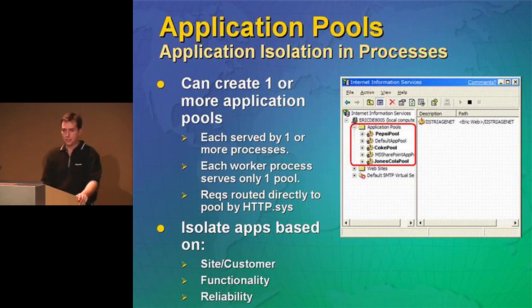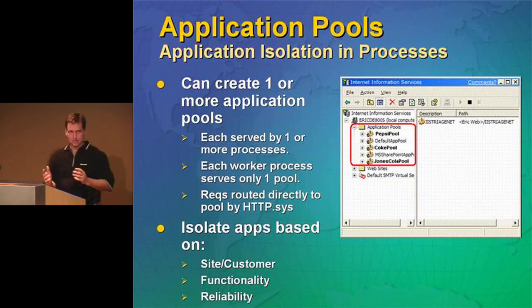So application pools is fundamentally how you set up isolation in IIS 6. They are a way to group web applications into their own entities that are served by worker processes. In this screenshot, there's an application pool that's created for each one of the sites that's running on this machine.